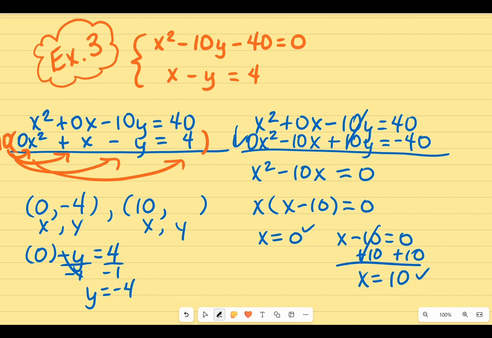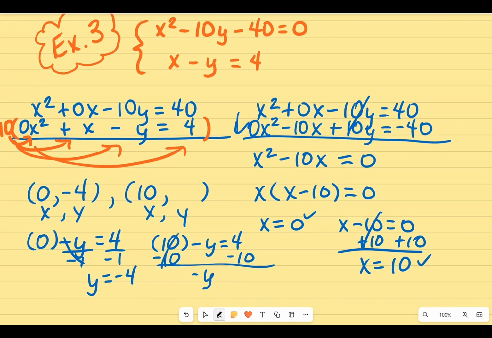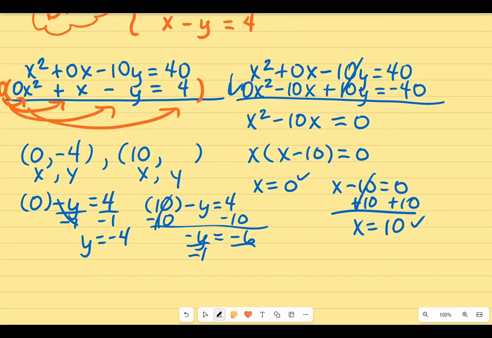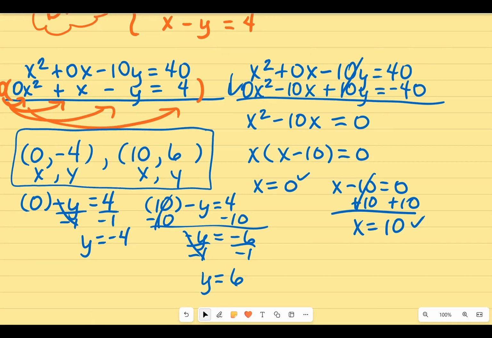Remember, that's what I said over here. I'm going to substitute it in using the second system. So 10 minus y is equal to 4. Well, this time I want to subtract 10 on both sides because I am taking the inverse of it. And then I have negative y is equal to negative 6. I want to divide both sides by negative 1 to get rid of the negative in front of that y, and y is positive 6. So I have the answer for my linear quadratic systems. When x is 0 in one case, it's negative 4. When x is 10 in the other case, it's positive 6.